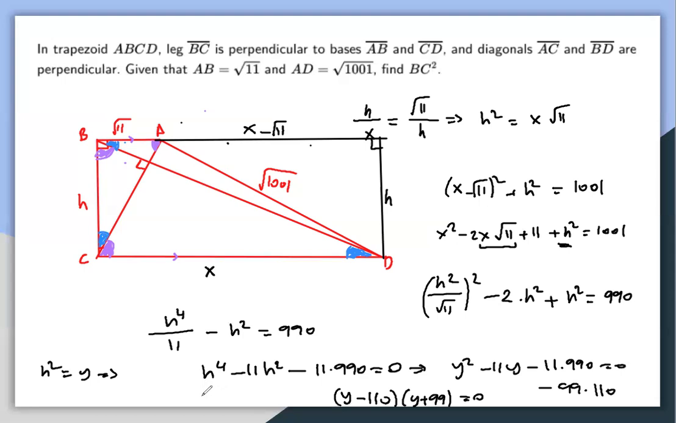So from here, you get y equals 110 and y equals negative 99. Since we said y is h squared, h squared cannot be negative, so we can cross this out. And then h squared is 110, which is what they are asking us to get, BD squared. So that will be our answer, which is 110. So that is my final answer. We just used a similar triangle as well as a bit of Pythagorean theorem. Otherwise, it wasn't really as challenging.